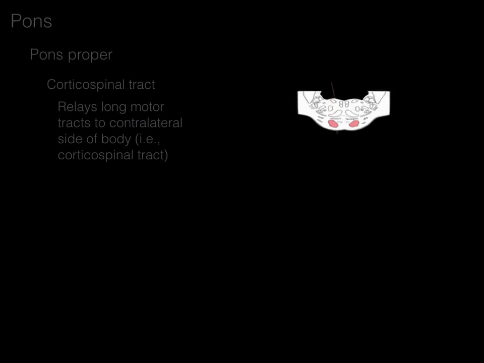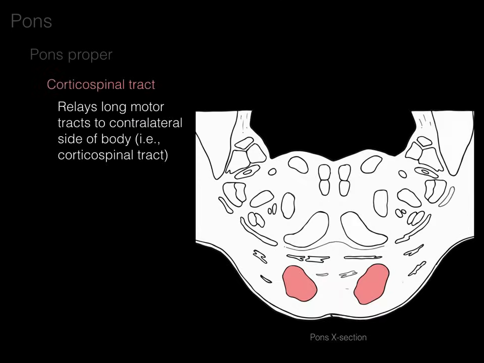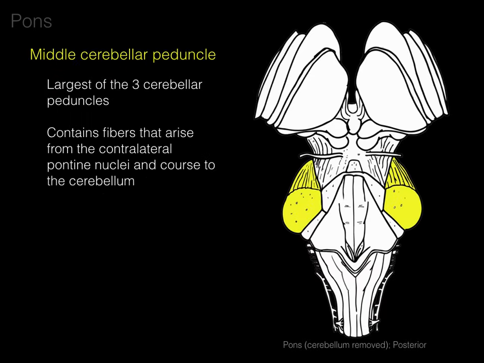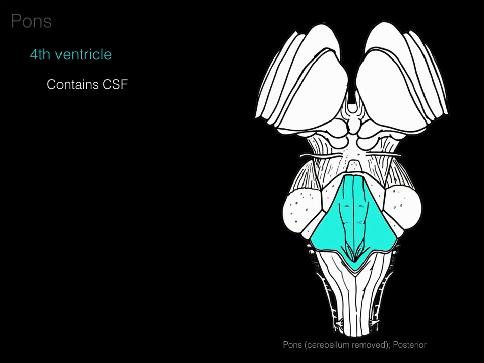Okay, but if we then blow this up and look at the pons proper in this way and see that corticospinal tract, you now have to superimpose your knowledge on that picture. There's another structure called the middle cerebellar peduncle, which is the largest of the three cerebellar peduncles, and it contains fibers that arise from the contralateral pontine nuclei, and it courses to the cerebellum. There'll be more on that in other tutorials.